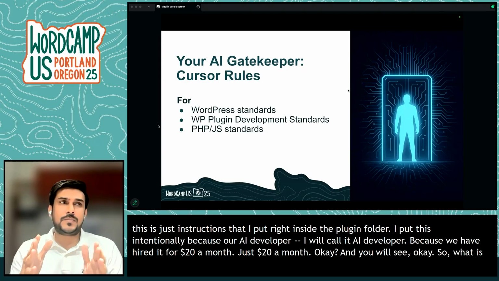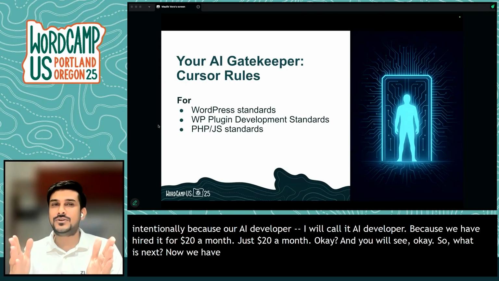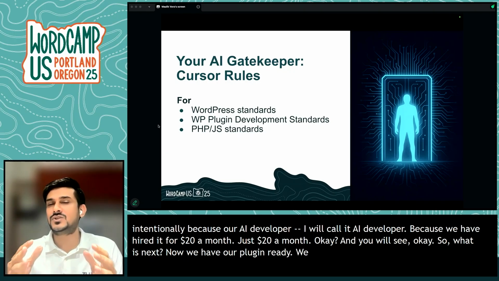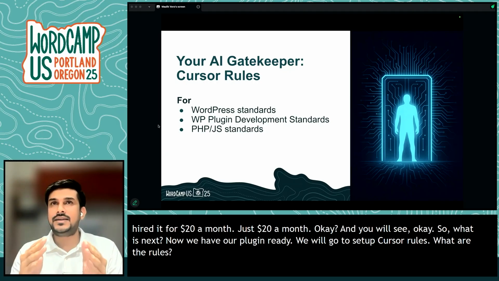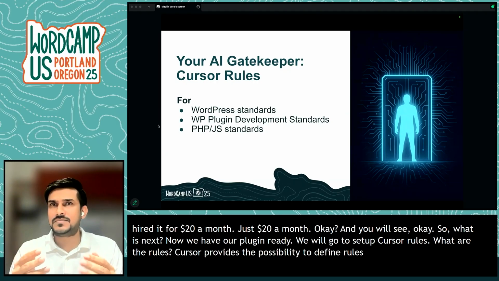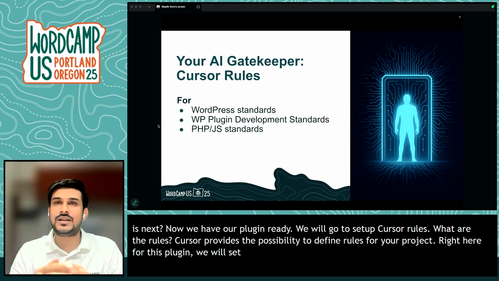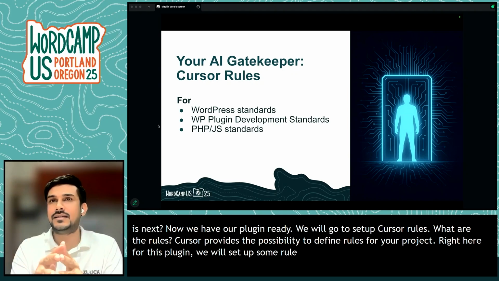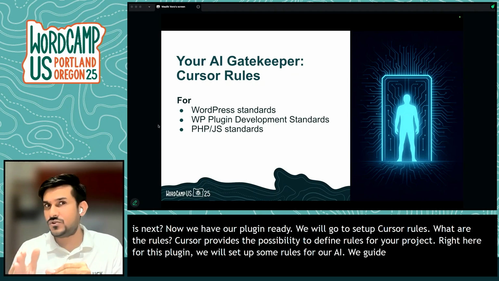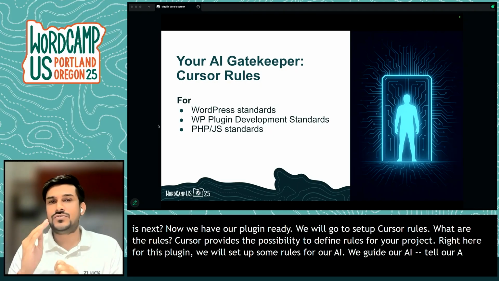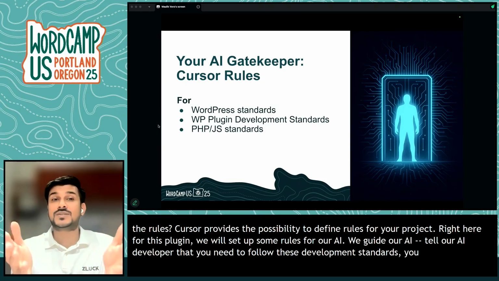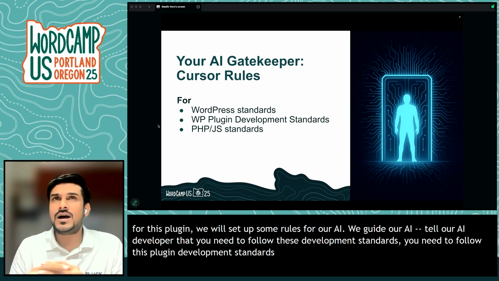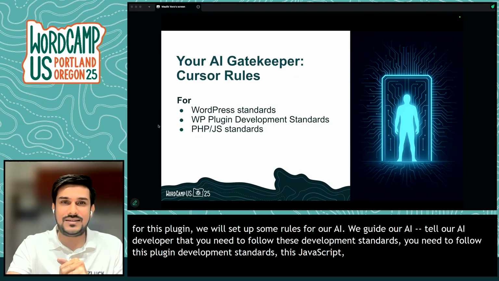Now we have our plugin requirements ready. Now we will set up Cursor rules. So what are these rules? Cursor provides a facility to define rules for your project. Right here for this plugin, we will set up some rules for our AI. We will guide our AI developer that you need to follow these WordPress standards, these plugin development standards, and these JavaScript, PHP, or CSS standards, right? So how will we do it? Let's go for it.